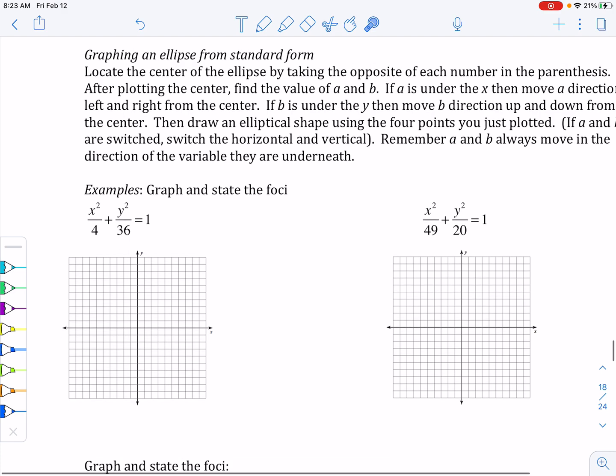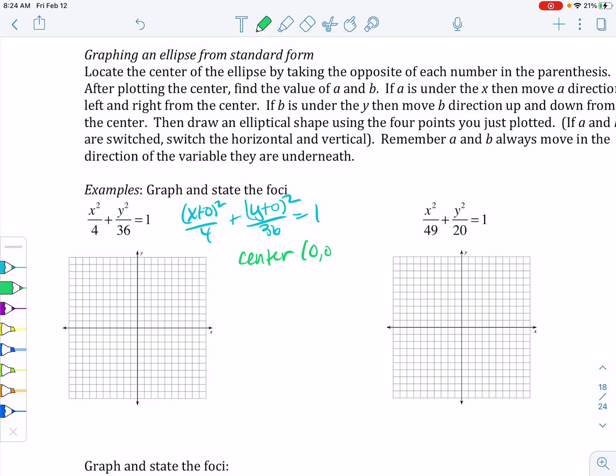Okay. So here we have no h or k value. This is really the same thing as (x plus 0) quantity squared over 4 and (y plus 0) quantity squared over 36, right? So the way that I decide the center is by doing the opposite of inside the parentheses. So our center is located at (0, 0). Okay? So here's our center.